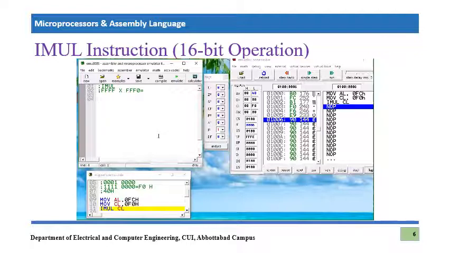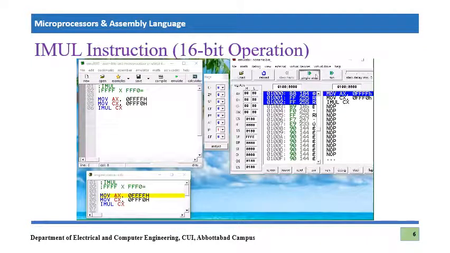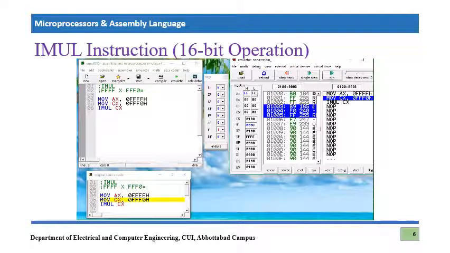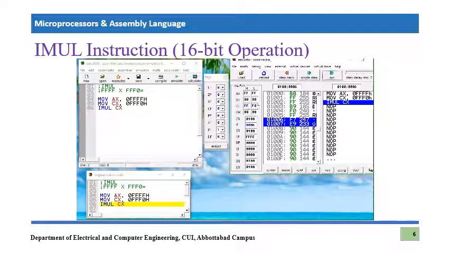So let's see. Move AX, which is first number, 0FFF, it is moved in AX. Move, let's say we are using CX, 0FF0. Next thing we're gonna use IMUL CX. So let's see what is going to happen with the result. Single step. Okay, FFF is loaded in AX, 16-bit number. FFF0 is loaded in CX, so we will have a 32-bit result, and that should be positive.